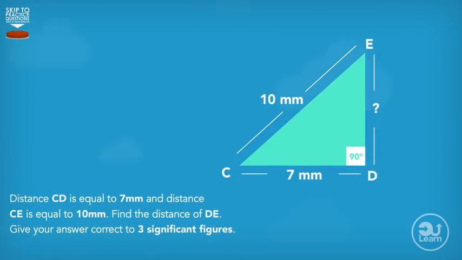Another example can be distance CD is equal to 7 millimeters and distance CE is equal to 10 millimeters. Find the distance of DE. Give your answer correct to 3 significant figures.